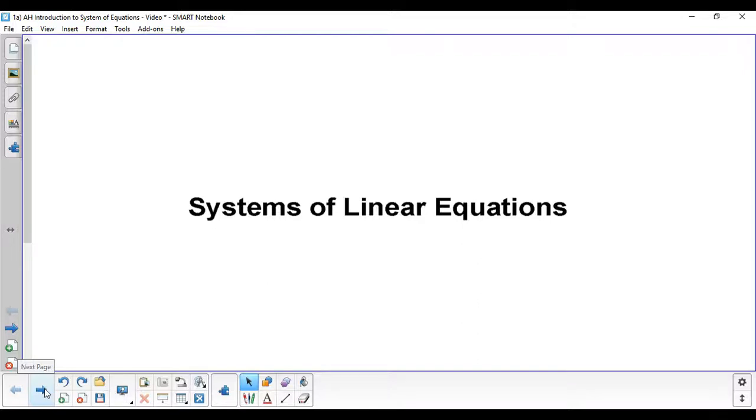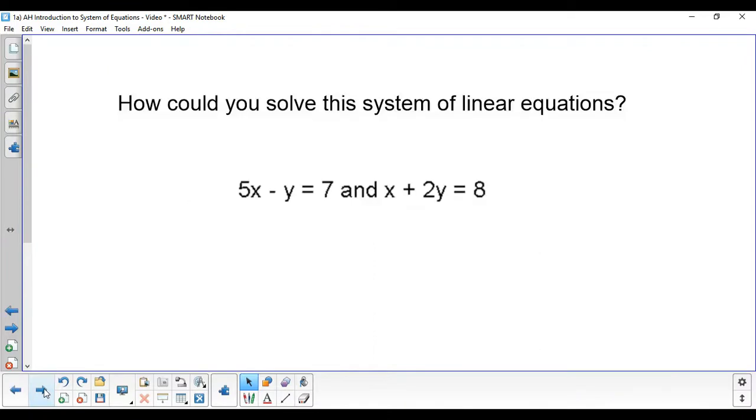Now we're starting our new section called matrices. It's all about systems of linear equations. So let's start off with how would you solve this system of linear equations? These are linear because they're just made up of two variables, x and y. So how would you solve those?